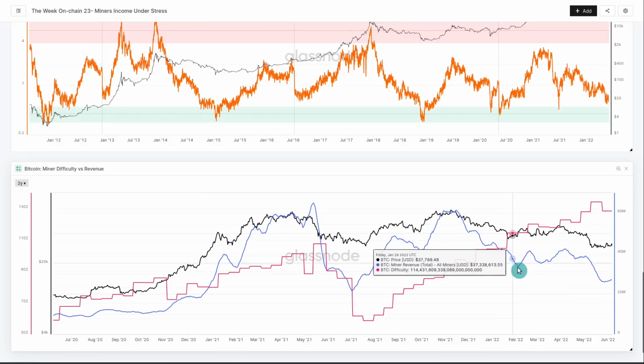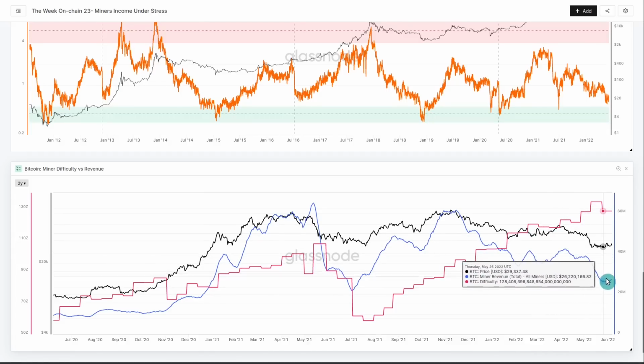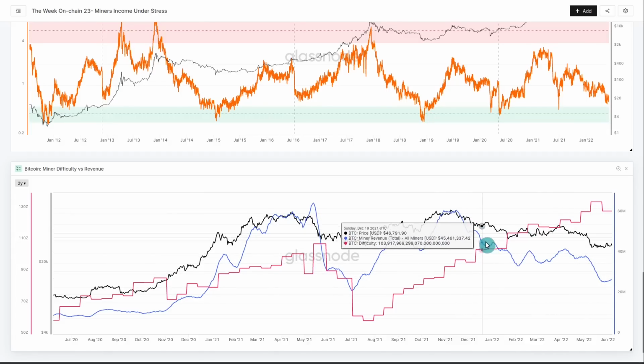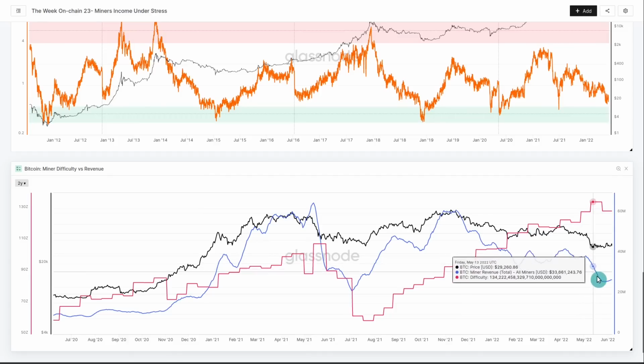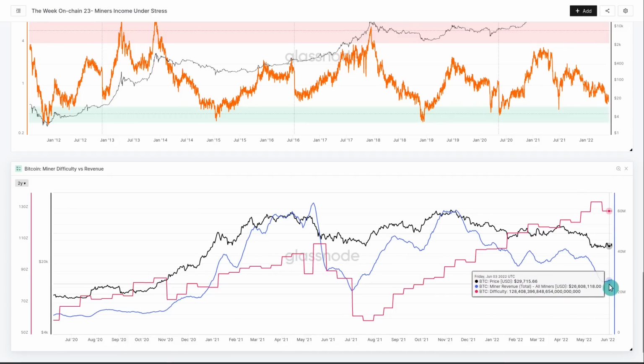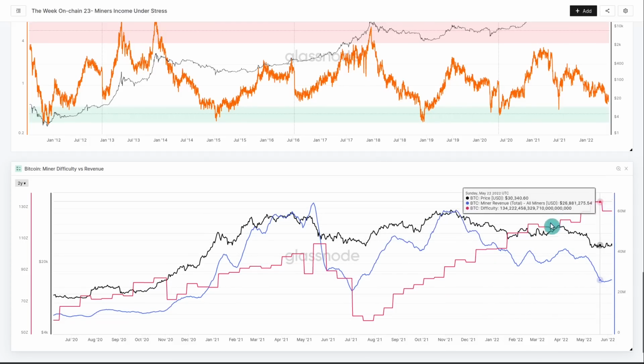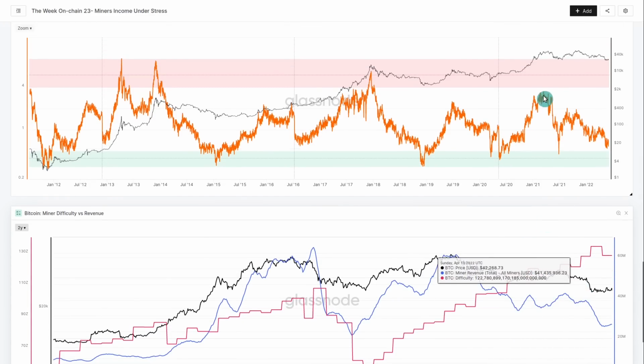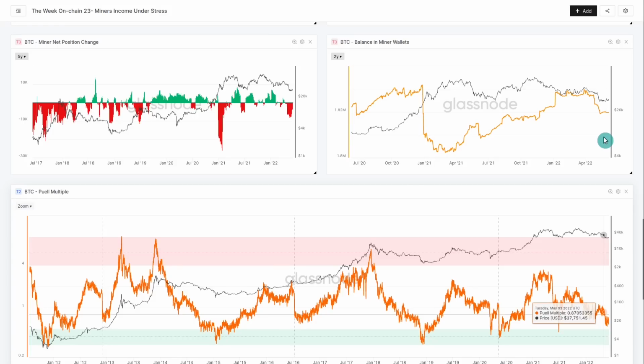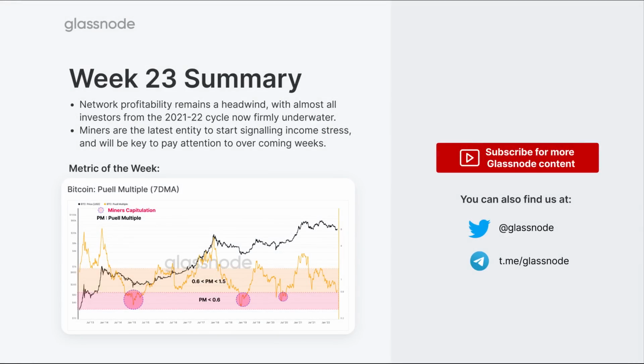Now, at the same time, since the all-time high, miner revenues in blue have fallen by about 56%. So they are now spending more money to mine each Bitcoin because of the cost of production, but their overall revenue has declined by 56%. You can see this divergence, which is creating that income stress that we can observe here in the Puell Multiple and manifesting itself in miners having to sell their reserves, their balances, in order to cover these excess costs. So hopefully that's a useful insight into how the mining market works.